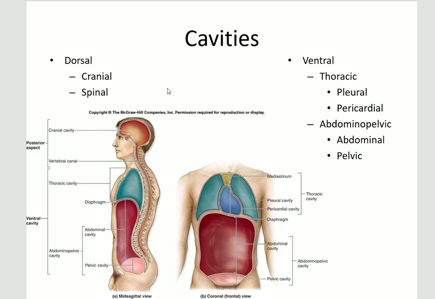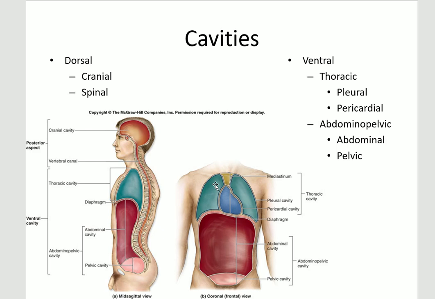Cavities. Okay, so cavity, let's just get directly into it. Cranial cavity is right here. What sits inside the cranium, the skull, what sits inside of it? The brain. So the cranial cavity houses the brain. We have the vertebral canal or spinal canal right here. Houses the spine. Pretty easy, right?